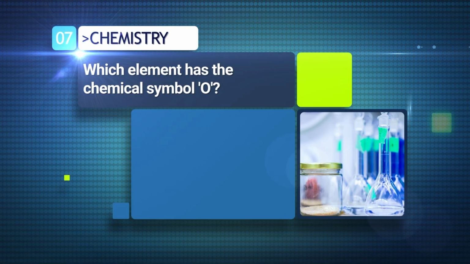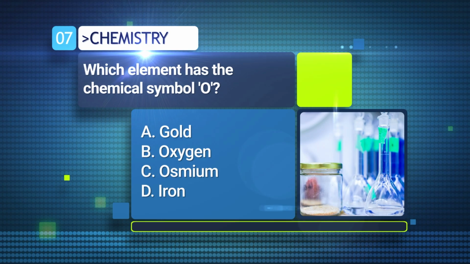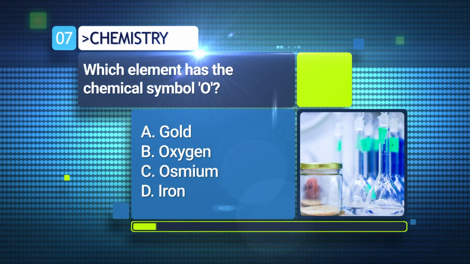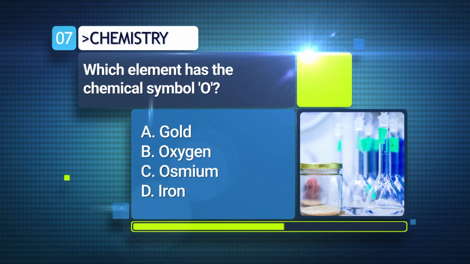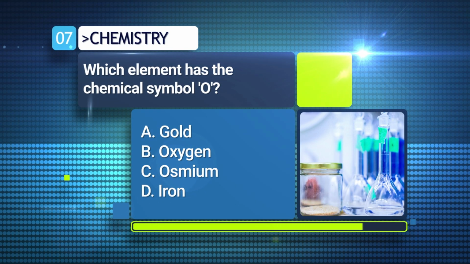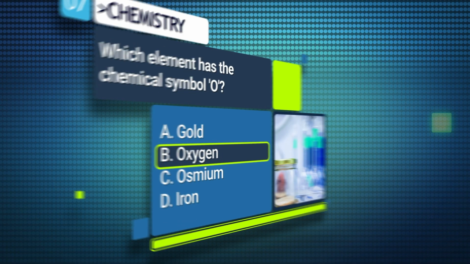Number 7. Which element has the chemical symbol O? A. Gold. B. Oxygen. C. Osmium. D. Iron. The answer is B. Oxygen.